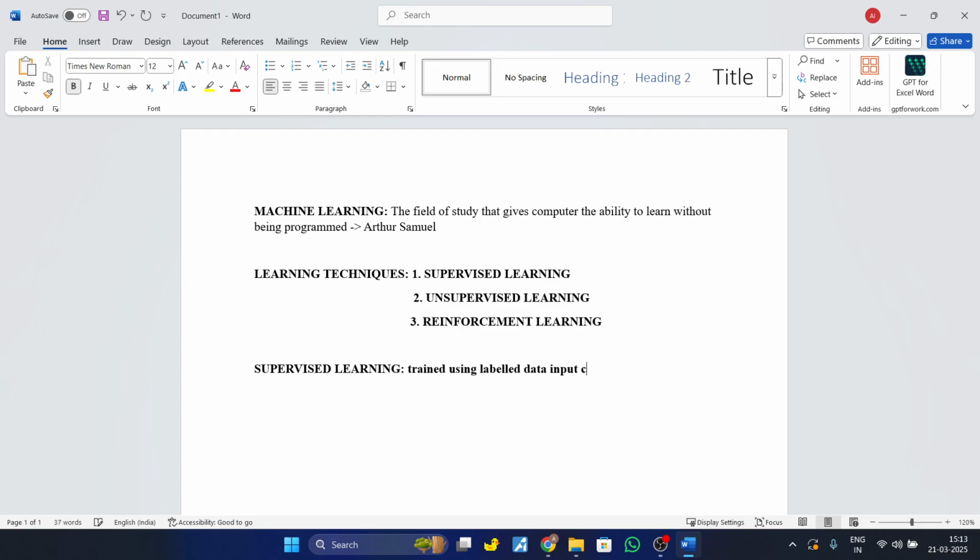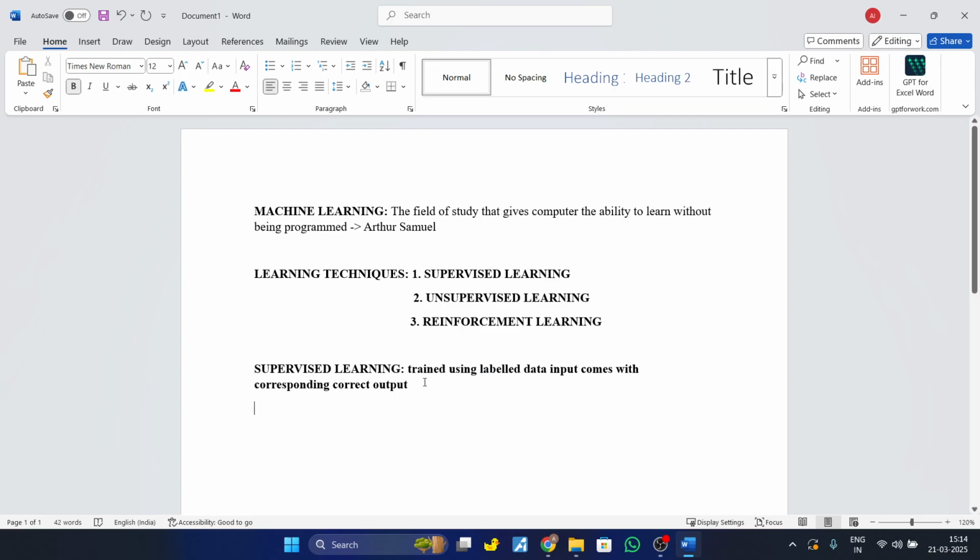Input comes with corresponding correct output, right? An example of that, as I just said, is the house price prediction. It could also be some kind of stock price prediction, or spam detection in emails. So supervised learning is going to be used majorly in two cases. The problems we are trying to solve in supervised learning are two: the regression problem and the classification problem.